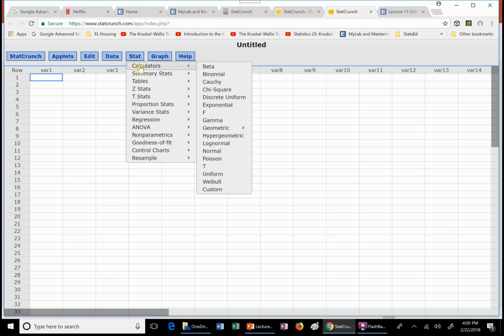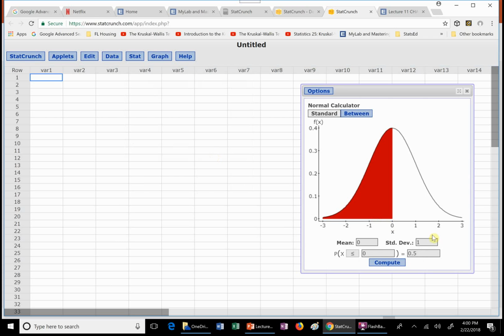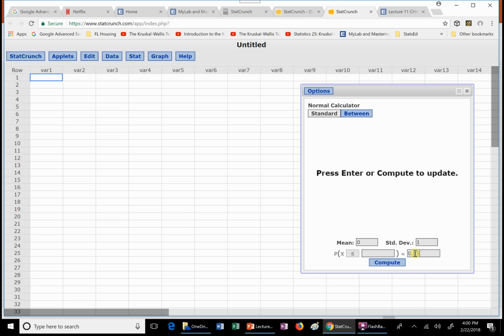And so we'll go to Stat Calculator Normal. I'm going from a percentile to a data value, so I'm going to put in the probability. I want the 85th percentile, so I'm going to put in 0.85.